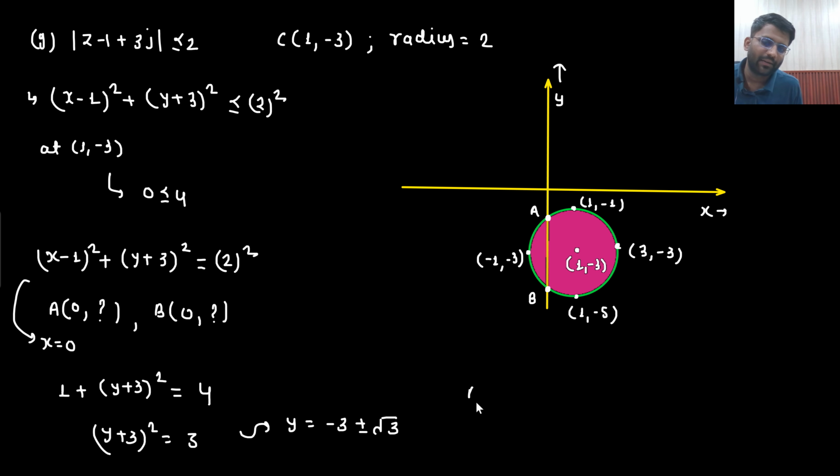Okay, so the points are, point A would be 0, minus 3 plus under root 3, and point B would be 0, minus 3 minus under root 3. Okay, so that is where they are cutting on the x-axis and y-axis.